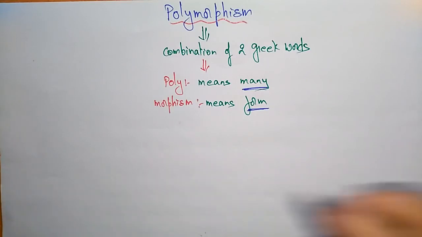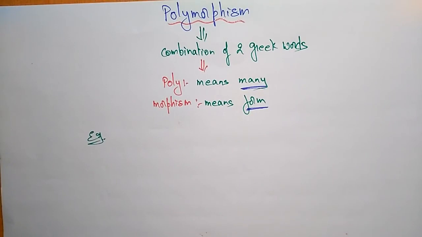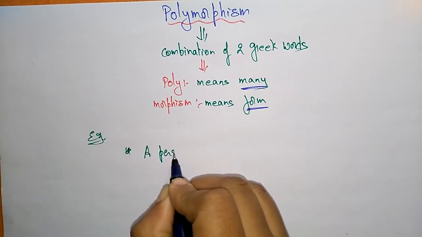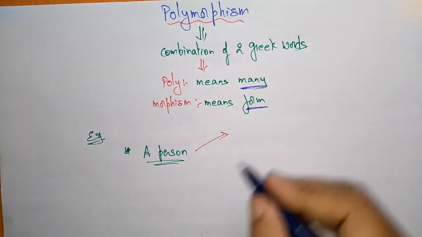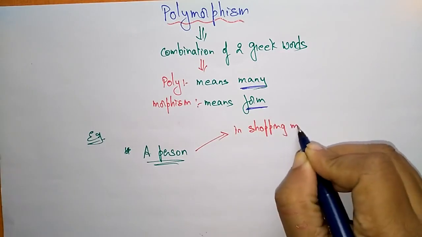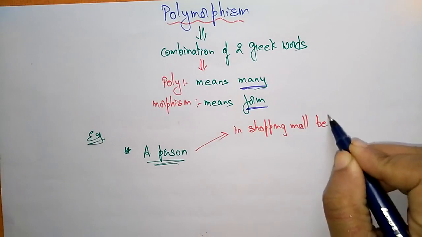Okay, so let us see one example to explain this polymorphism. Suppose you are a person. Suppose you take a person, and this person is yourself only. Suppose you are in a shopping mall. You behave like a customer.